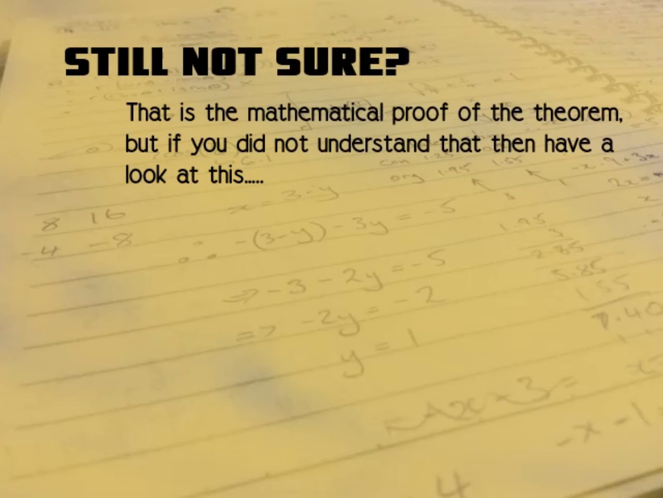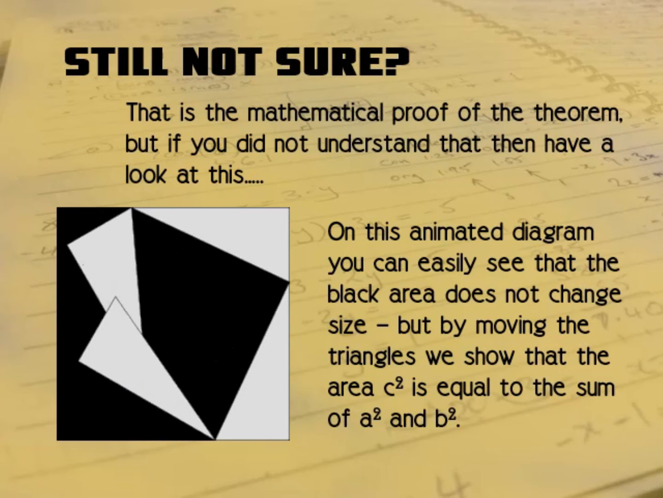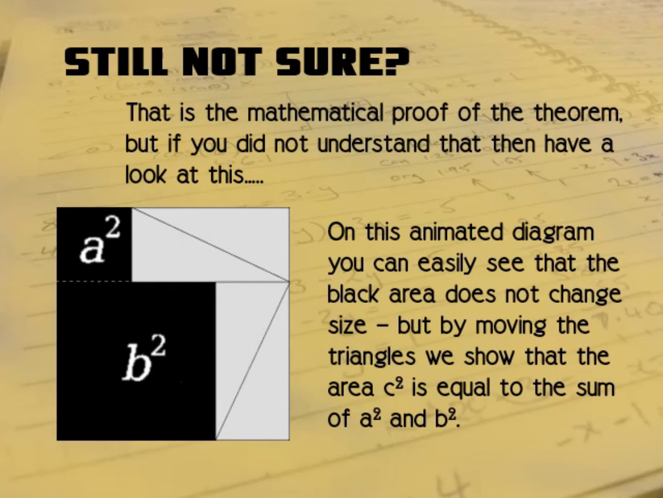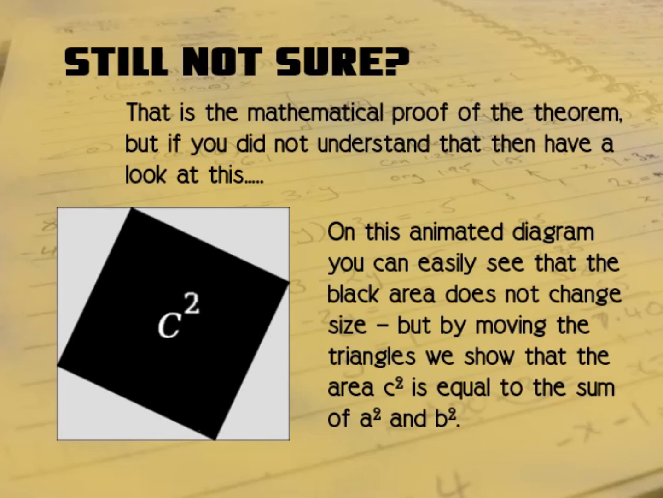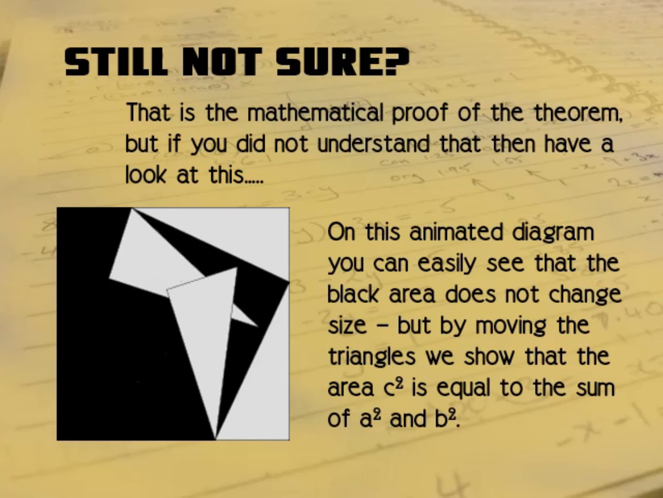So if you're still not sure, and I did go through that very, very quickly, just have a look at this. Here you have an animated diagram with a squared, b squared, and c squared on it. I would just mention that a and b are backwards from the last slide. They are using a different a and different b for the short and the long sides.